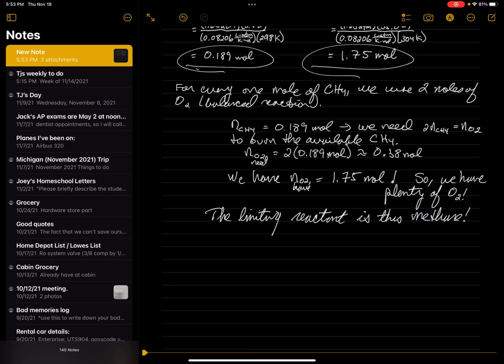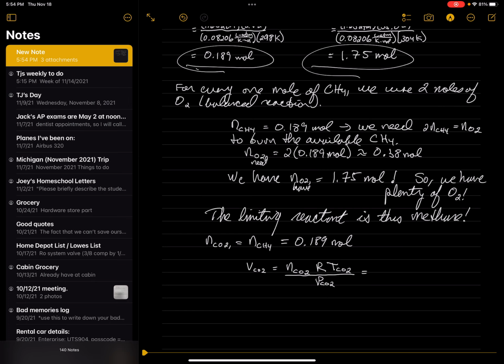Okay, so now that means that the number of moles of carbon dioxide that we actually make is equal to the number of moles of methane that we have, and so this is equal to 0.189 moles. Now we can finally get to the point and say that the volume of CO2 that is produced in this combustion reaction is the number of moles of CO2 times the gas constant times the temperature of CO2, all divided by the pressure of CO2.